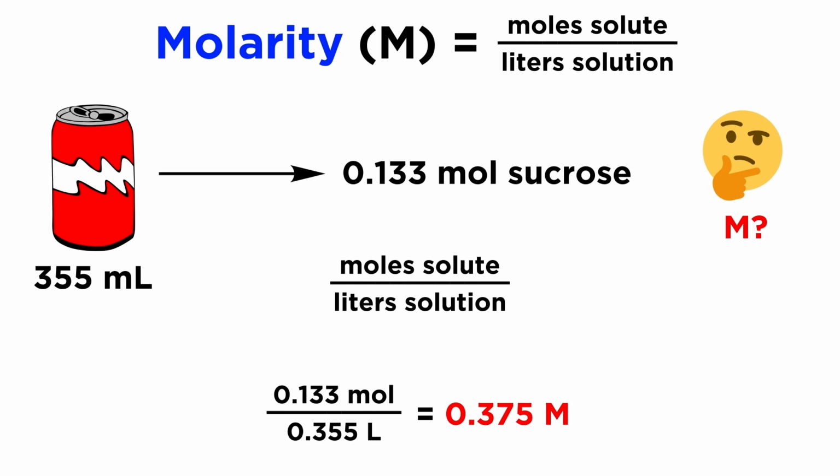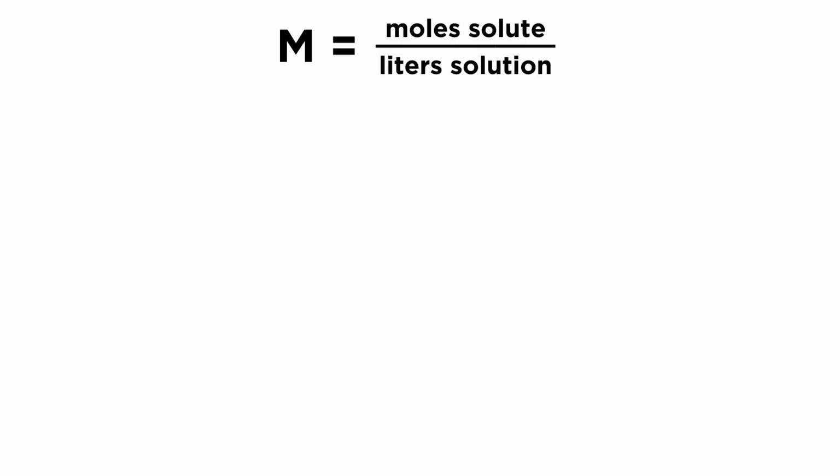This kind of information is useful because we could then calculate the amount of sugar that would be in any volume of the soft drink, or the volume of soft drink that would be required to provide a particular amount of sugar. Now, we can also rearrange the variables in this equation to be able to calculate other quantities.